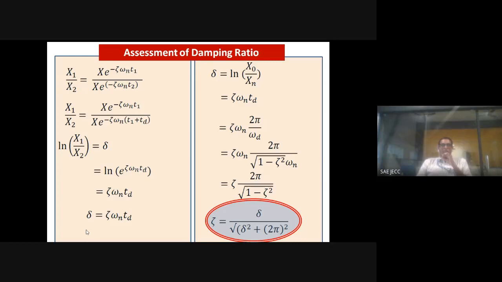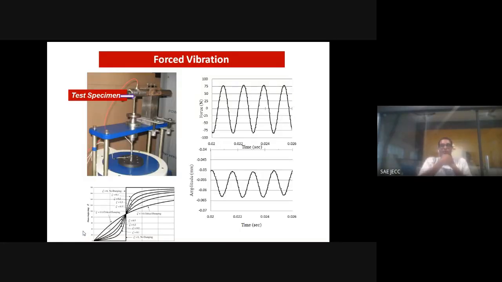Now, this is the case of a free vibration. Now let us go to forced vibration. What is forced vibration? You are continuously applying force in a systematic way to the system. For example, if you take the test specimen, it is mounted, and once you apply the load here in sinusoidal form, this is an electrodynamic shaker. So the shaker provides force of a dynamic nature.